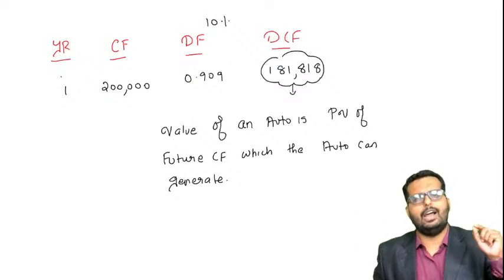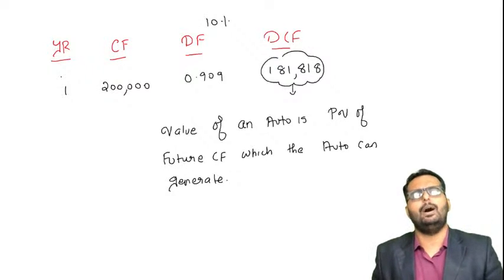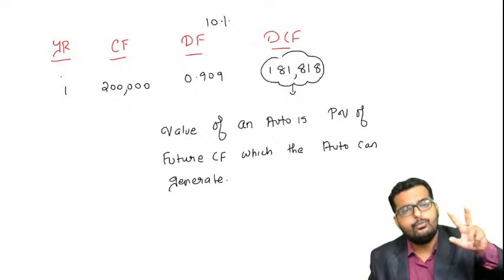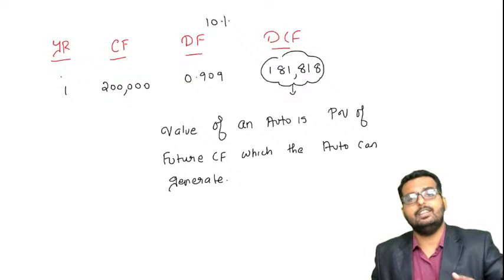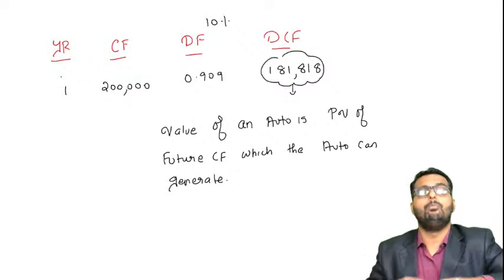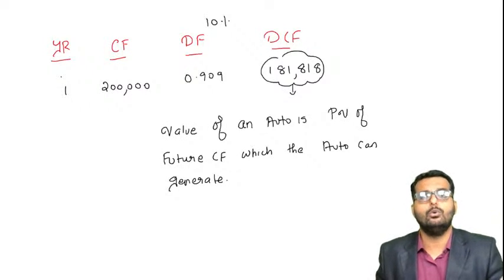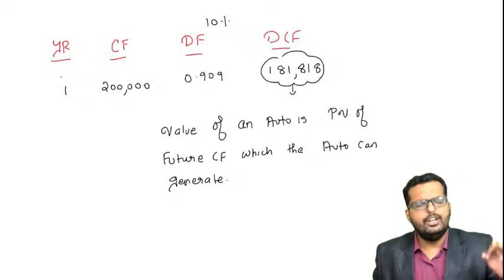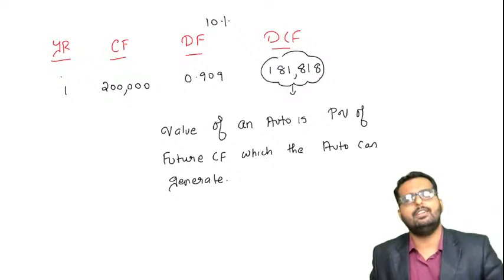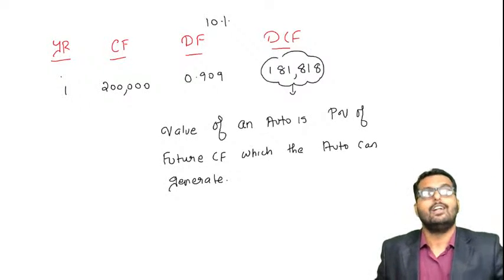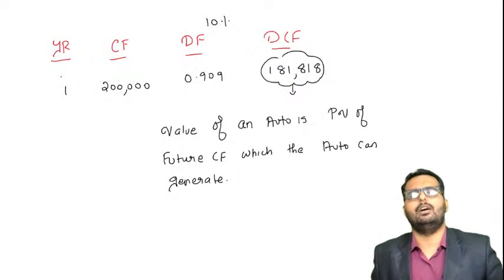Friends, what I am trying to tell you is that value of any asset is nothing but the present value of future cash flows which the asset can generate. If the business can generate high future cash flows, the more will be the value, and if the asset or business can generate less future cash flows, the value will be less. This is a universal principle. Value of an asset is nothing but the present value of future cash flows that the asset can generate. I can give you multiple examples for this.